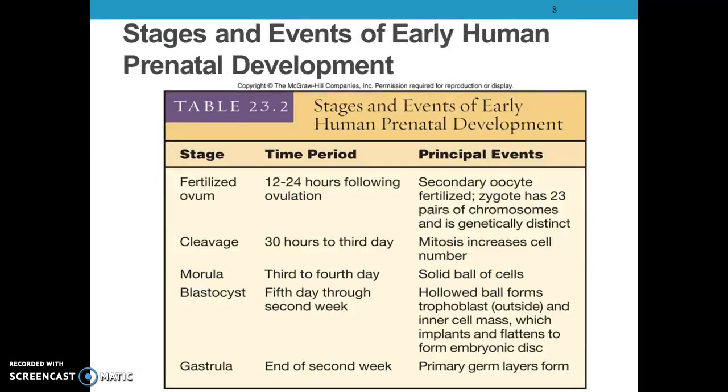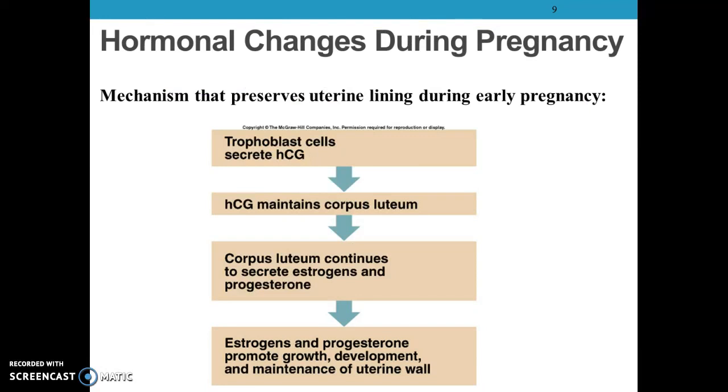And then this is just a summary of what we have said right there. Okay, so really quickly, some hormonal changes during pregnancy, and this is as far as what preserves the uterine lining, that makes sure that our uterus stays intact. We've said earlier that the trophoblast secretes HCG, human chorionic gonadotropin. This maintains the corpus luteum, which is what's left of the follicle after ovulation. Corpus luteum continues to secrete estrogen and progesterone to promote growth, development, and maintenance of the uterine wall.